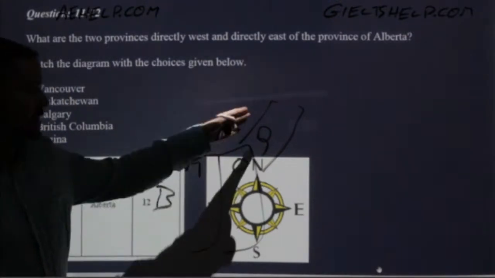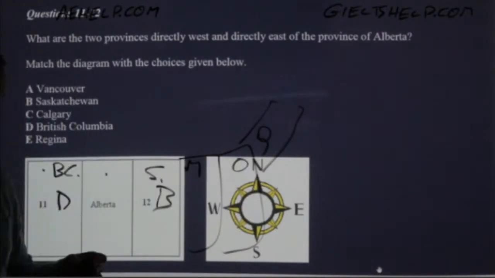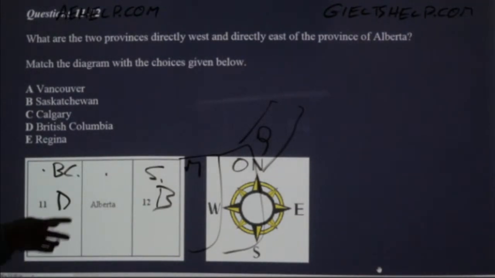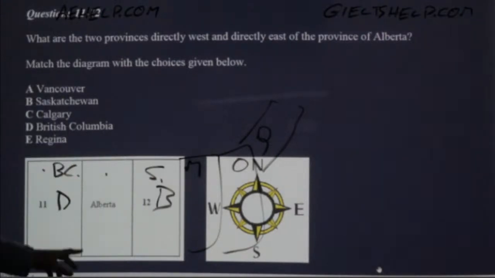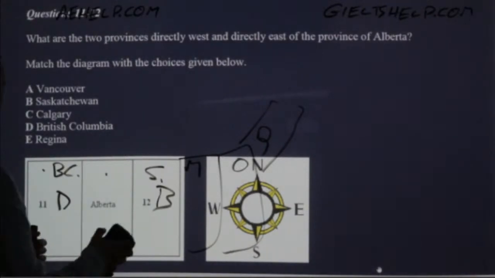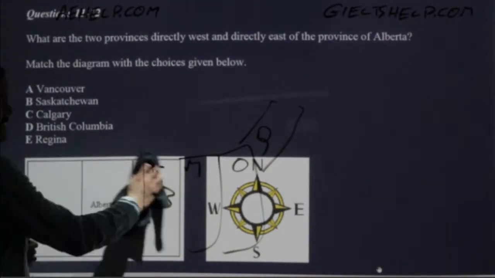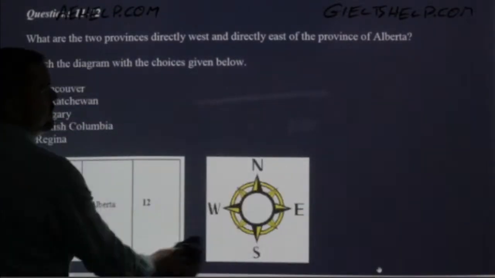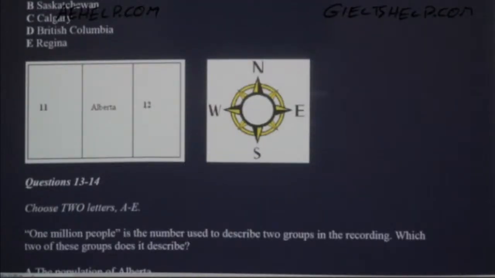And then we have New Brunswick, Newfoundland, Prince Edward Island, Nova Scotia, and to the north we have Nunavut, Northwest Territories, and north of BC is Yukon, and then up here is Alaska. Okay, those make up a big part of the land on Earth, those pieces. So it's good to know. All right. Okay, so D and B. Number 11, D, number 12, B.